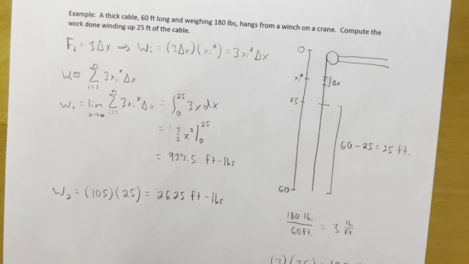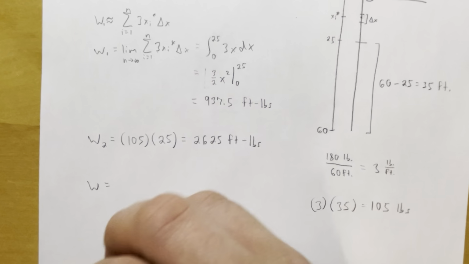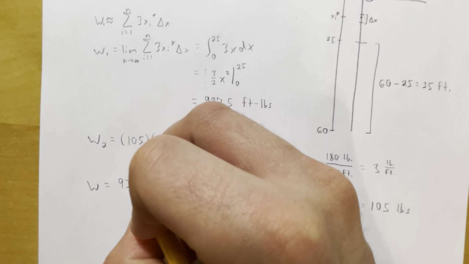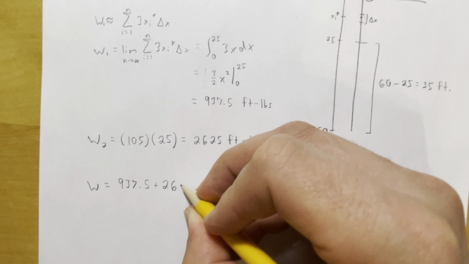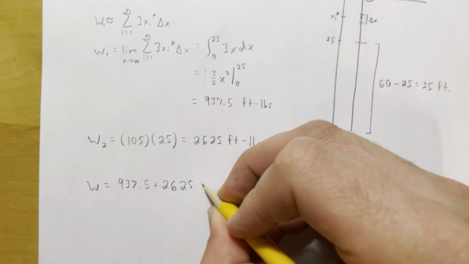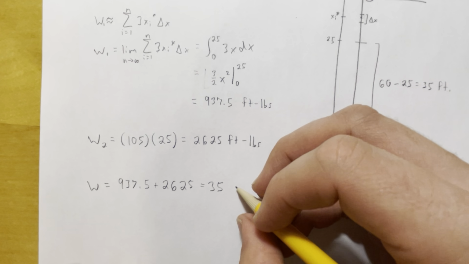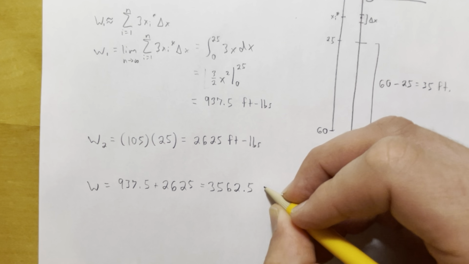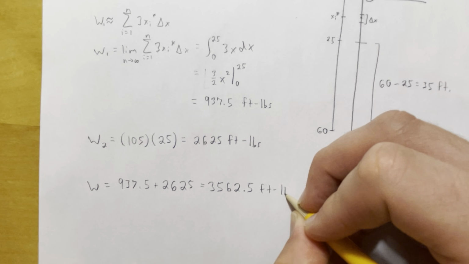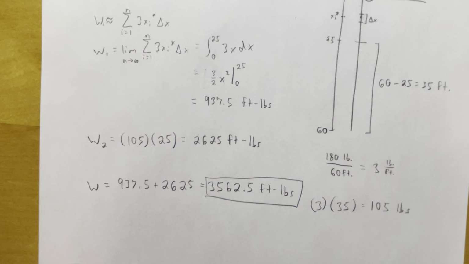Okay, now I need the combined work. I need the total work done lifting this cable, which is just W1 plus W2. The total work done is 937.5 plus 2625, and that's equal to 3,562.5 foot-pounds. Okay, that would give me the total work done lifting the entire cable.